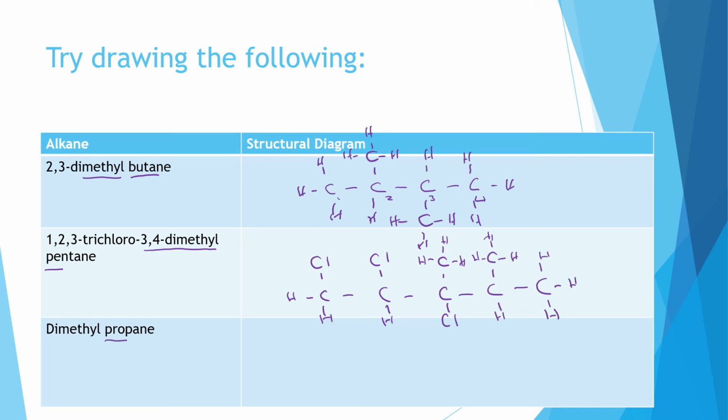Last one, dimethylpropane. Now it hasn't told you where the 2 methyls go. That means they can only possibly go in one position. And they have to be on the middle carbon here, otherwise it would change the length of the main chain. Remember to satisfy your bonding by putting in the hydrogens for each carbon so they have 4 bonds.